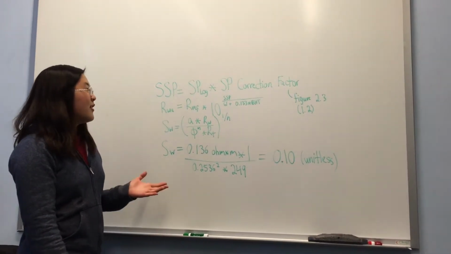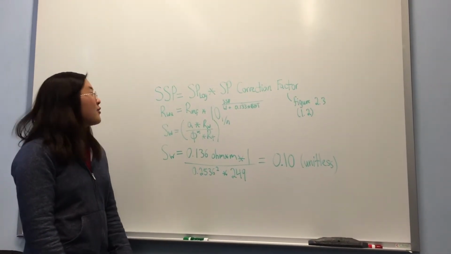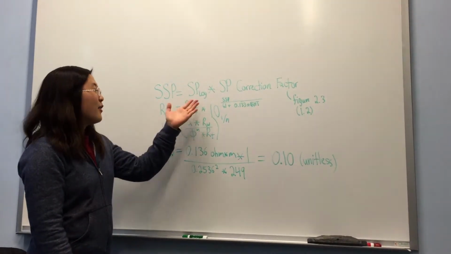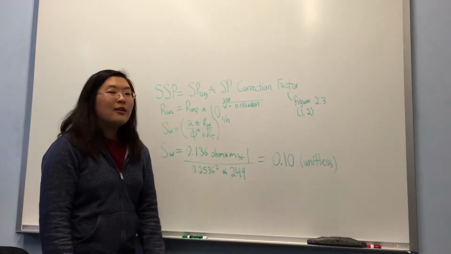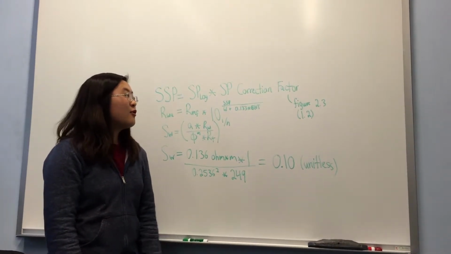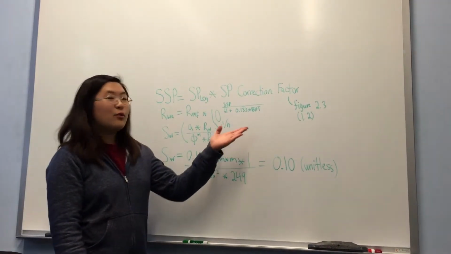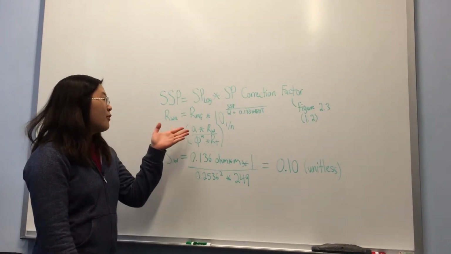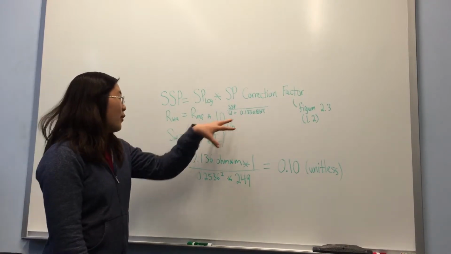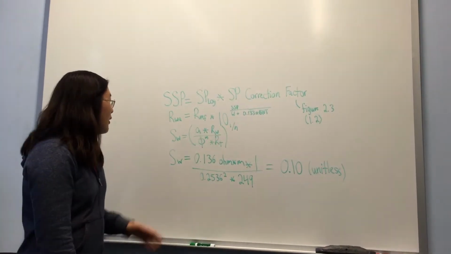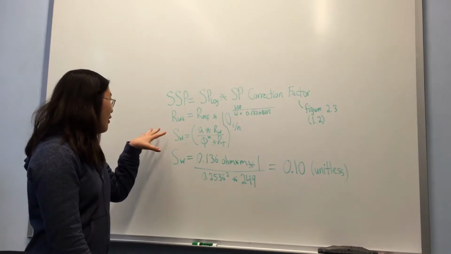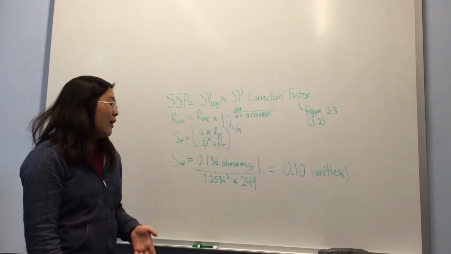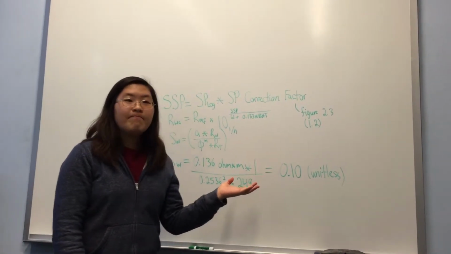So to find the water saturation from the SP log, first we're going to find the SSP. You get the SP log value from the SP log, and the SP correction factor can be found using figure 2.3, and that value for this problem is 1.2. Next we're going to calculate the RWA using the mud resistivity and the correlation between the SSP. Doing that, we can find the RWA, and then we just plug into Archie's equation to solve for the water saturation, and the final value should be around 0.1.